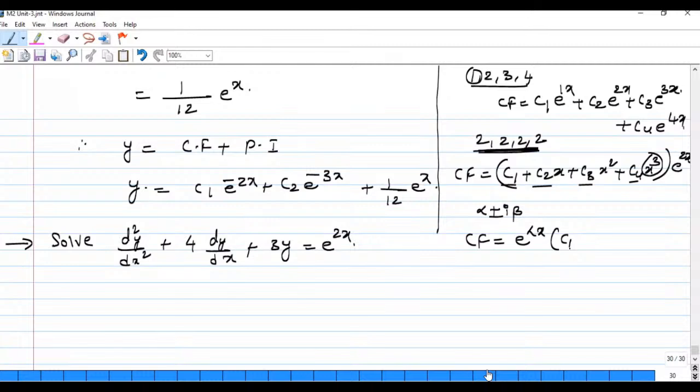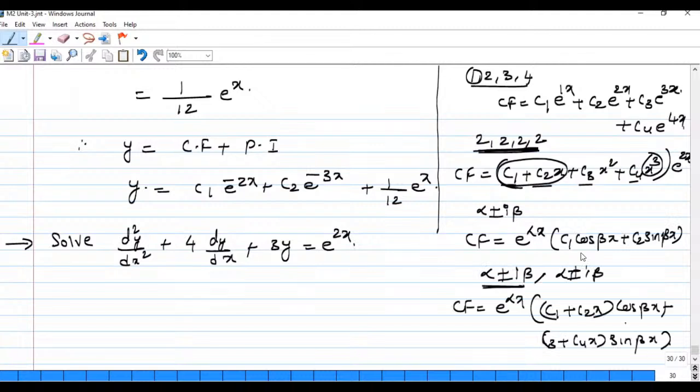Suppose alpha plus or minus i beta are repeated 2 times, then what is the complementary function? e power alpha x into, if a root is repeated 2 times, we will write C1 plus C2x, right? So in place of constants, we will write C1 plus C2x into cos beta x plus C3 plus C4x into sin beta x. Okay?